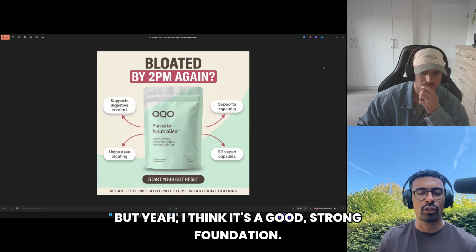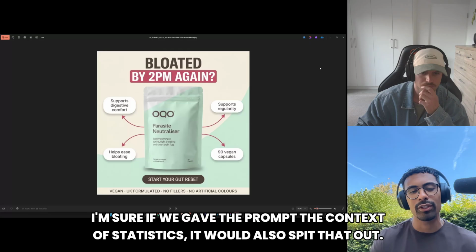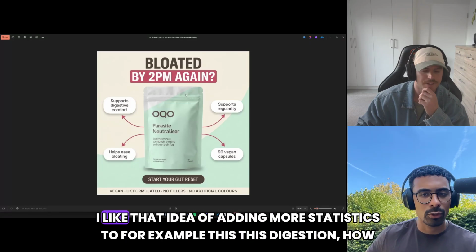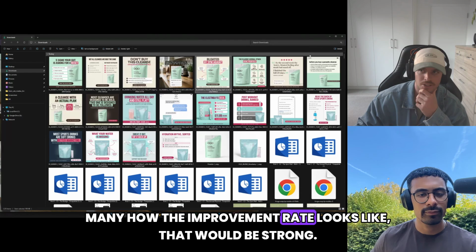But yeah, I think it's a good, strong foundation. I'm sure if we gave the prompt the context of statistics, it would also spit that out. So happy with that. Agreed. Yeah, I like that idea of adding more statistics to, for example, this digestion, how the improvement rate looks like.